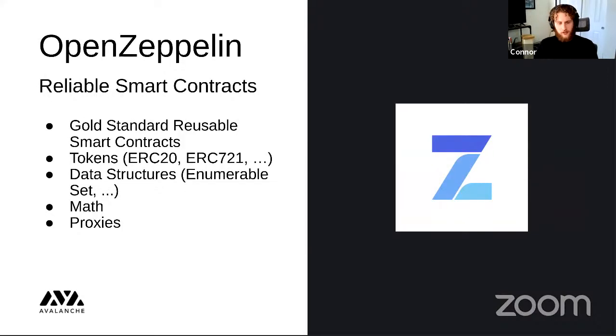So the next piece of the smart contract quick start is OpenZeppelin. If you've done any development in the Ethereum space before, you've probably come across OpenZeppelin. They are the gold standard for reusable, reliable smart contracts. They have tons of different implementations for things like tokens, data structures, like the enumerable set is one I use, math for doing safe math that reverts on overflows, proxies for upgrading, tons of stuff. I use their contracts in probably every project that I work on.